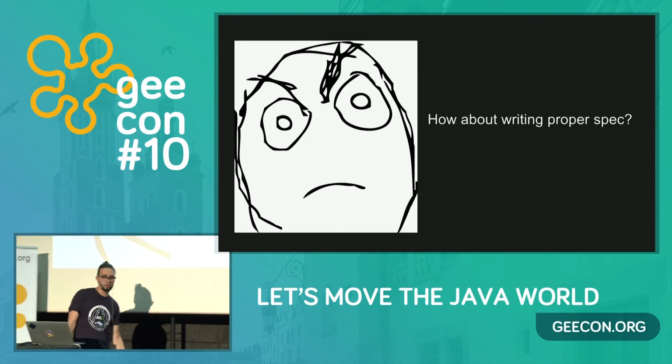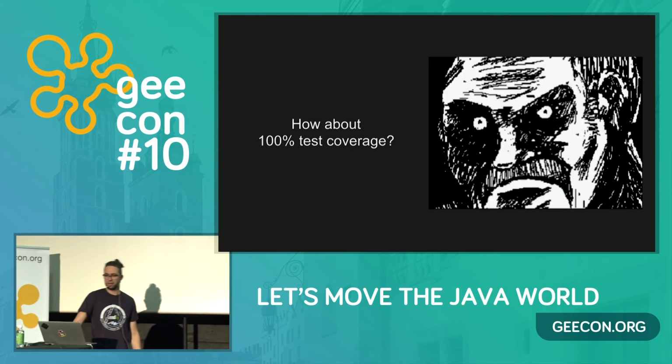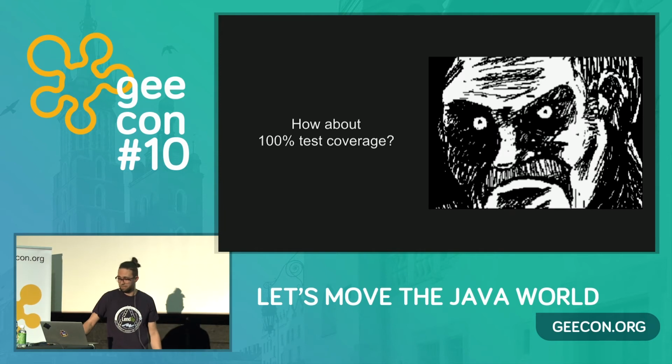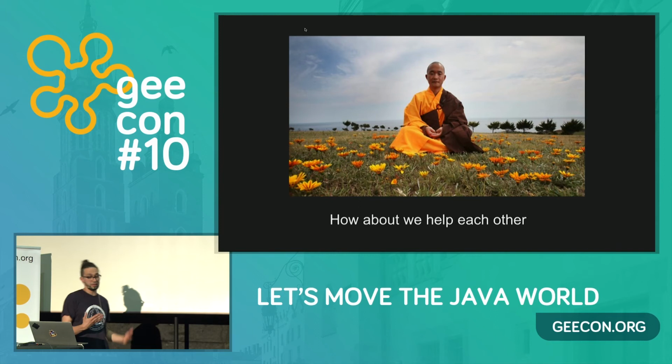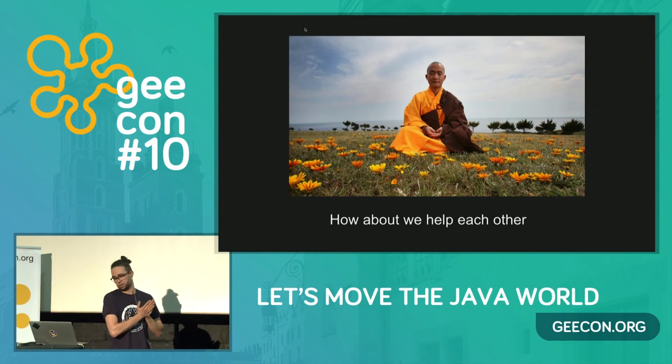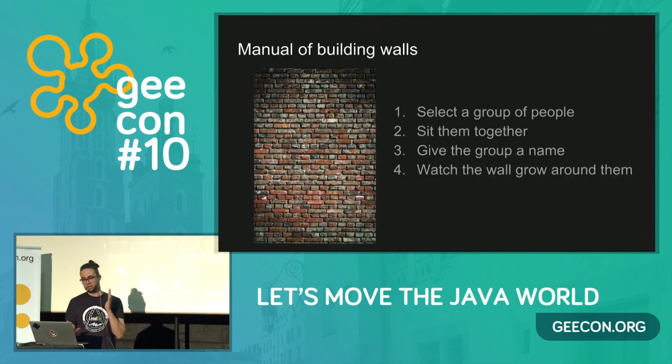So one can say, what's the problem? Let's just write better specifications. And the PMs can say, well, how about you have 100% test coverage? And that's not it. This is the wall that I was talking about. And this is something that we should consciously try to break.